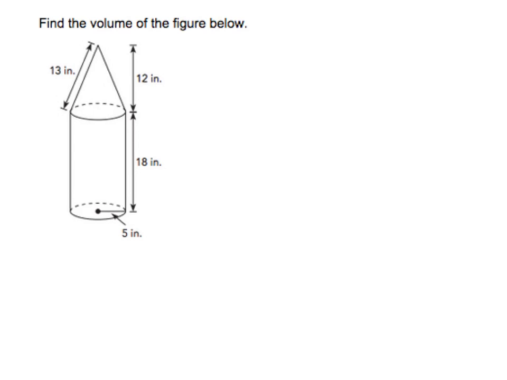As you can see, this picture is broken up into two different shapes. We have a cone on the top, and in the bottom we have a cylinder. So we have to find the volume of each one of these separately and then add them together. That's exactly what we're going to do. So let's get to work here.